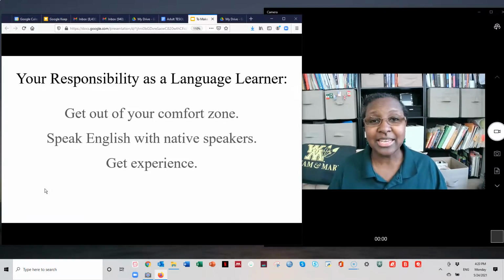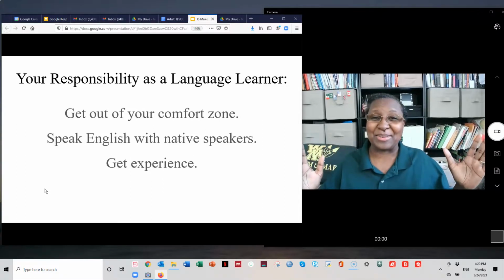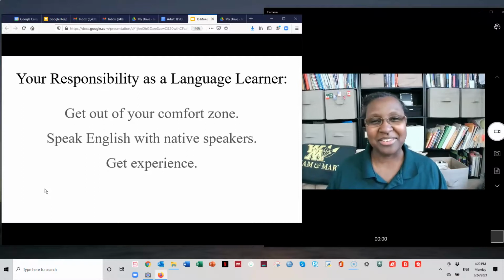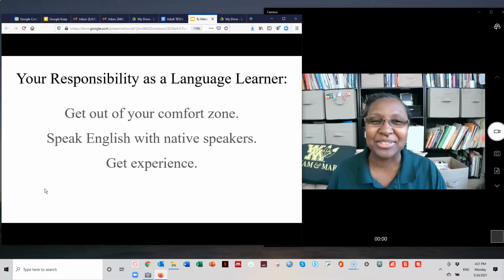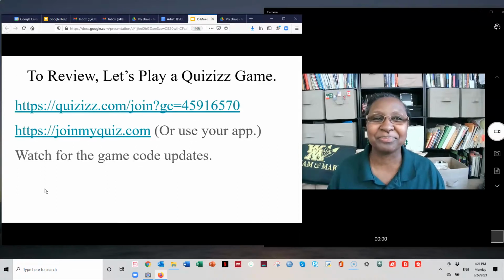If you live in the United States, like I do, it's very easy. You can just walk outside and start talking to people. But maybe you don't live in the United States. Maybe you live in a place where nobody speaks English or hardly anyone speaks English. So then you can make friends with English speakers. You can go and sign up for conversation classes and use apps. And my students practice with me during conversation hour. So please get out there and handle your responsibility in learning your language. Start speaking with native speakers.